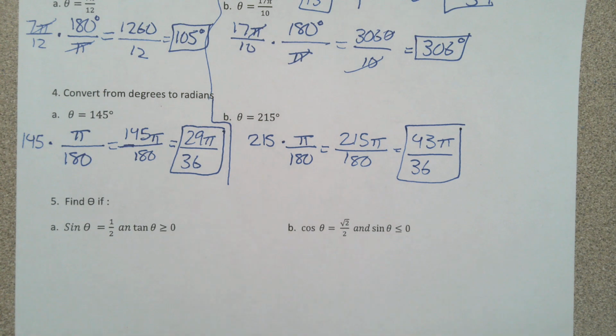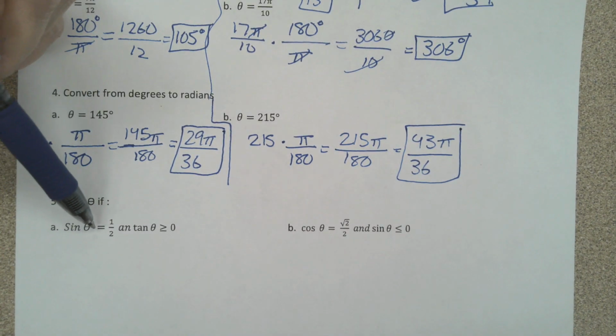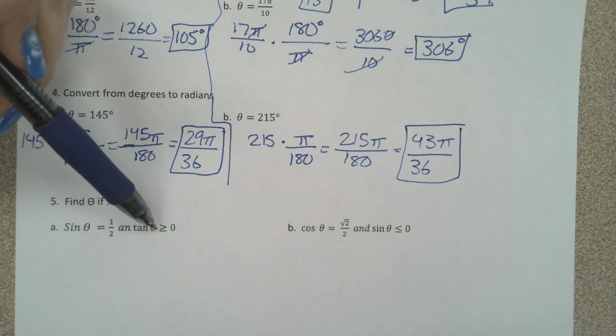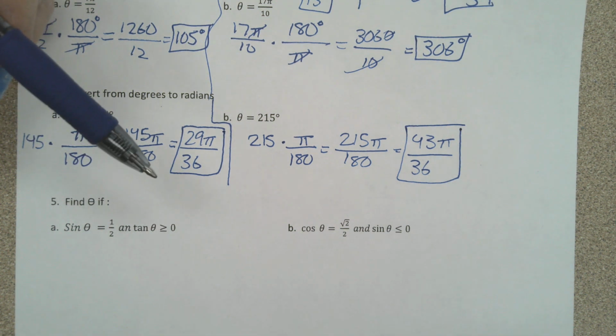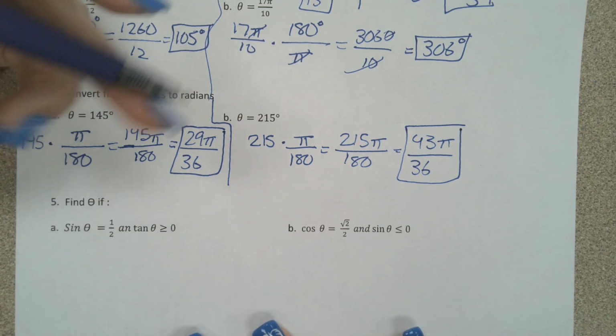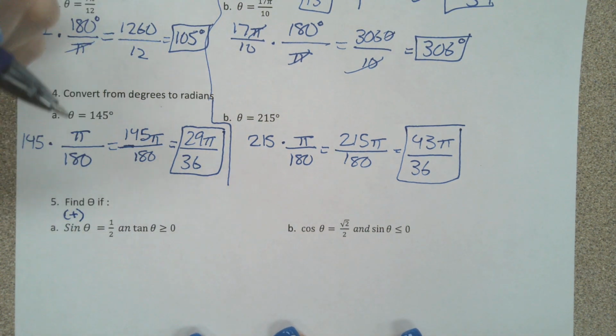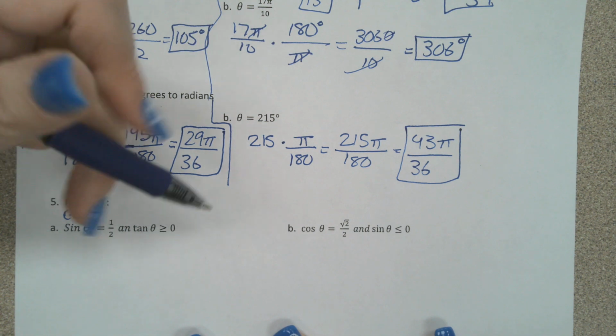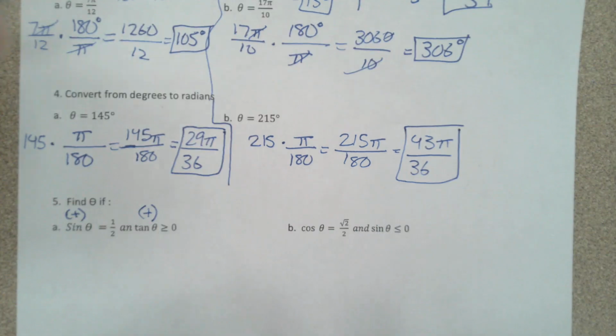Number 5, find theta if we're given this information. Sine of theta equals 1/2 and tangent of theta is greater than or equal to 0. So what can we gauge from this? Sine of theta equals 1/2. First off, sine is positive. Tangent is greater than or equal to 0. That means tangent's also positive.